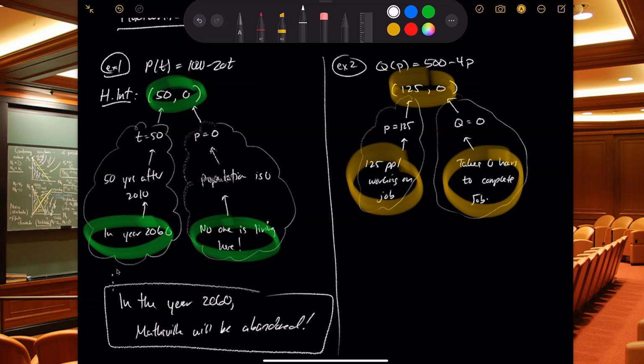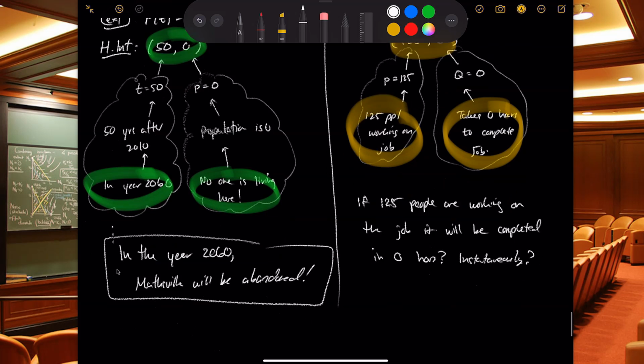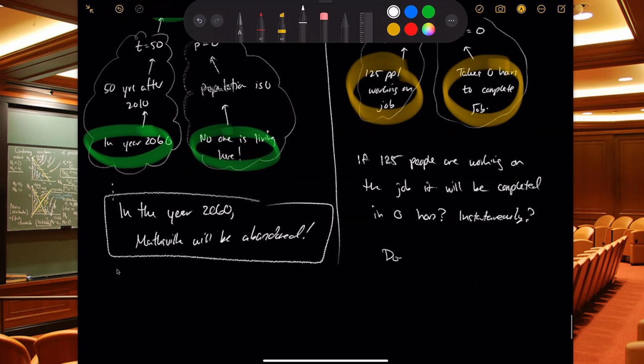So this means that if 125 people are working on the job, it will be completed in 0 hours, which means instantaneously. Doesn't make sense.